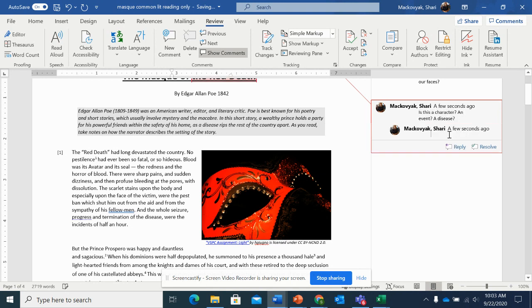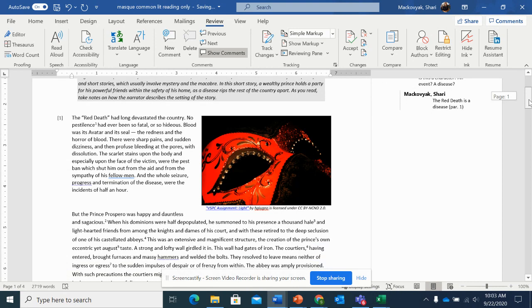I'm going to reply to myself. So if I were writing this on a sheet of paper, I'd write underneath it, the Red Death is a disease. And I found that answer in paragraph 1. It's important for us to note where we find things so that we know when we come back later. And I'm just going to continue down. I'm going to keep asking questions.